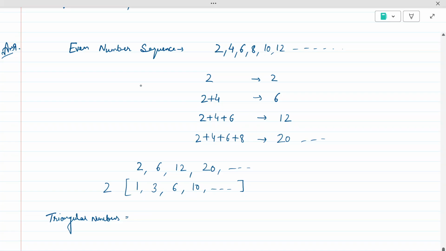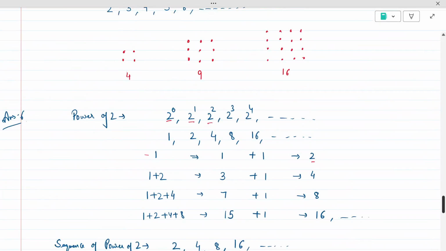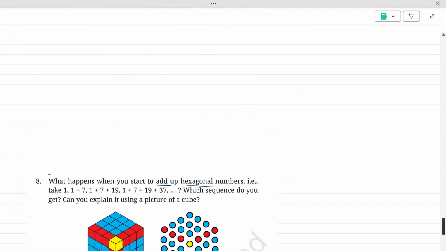So, when we are adding the even number sequences up, we are getting twice the triangular numbers. Okay, 1, 3, 6, 10 and so on. This is our answer. Okay, so kids, we have done question number 5th and 6th, 8th and 9th.